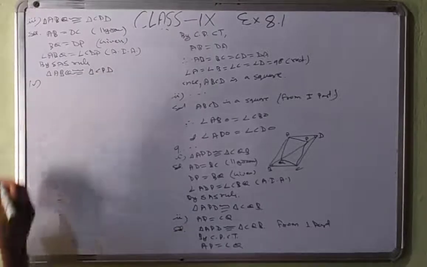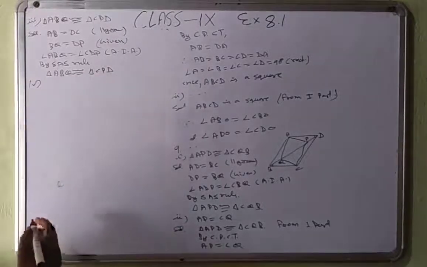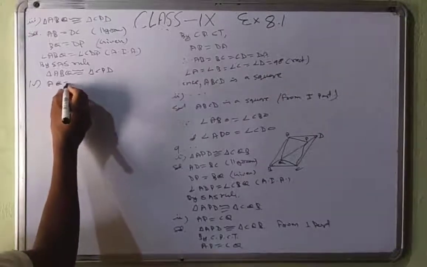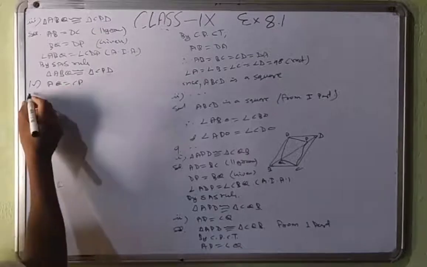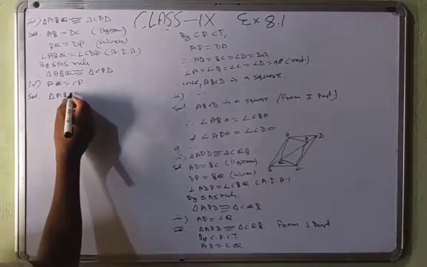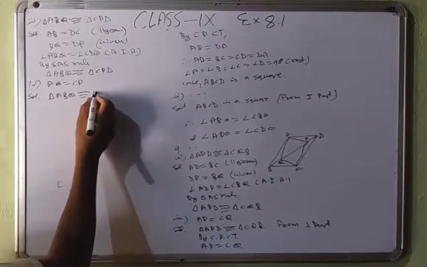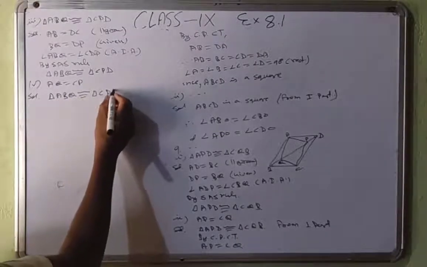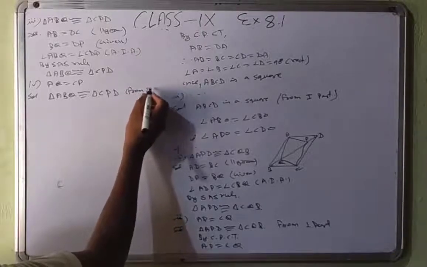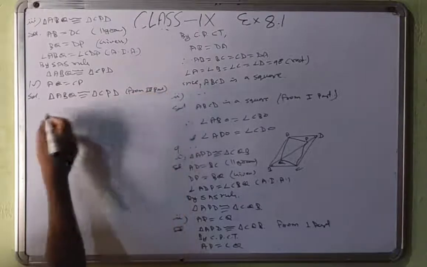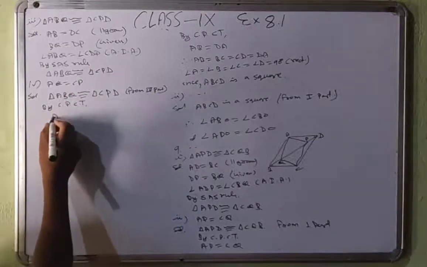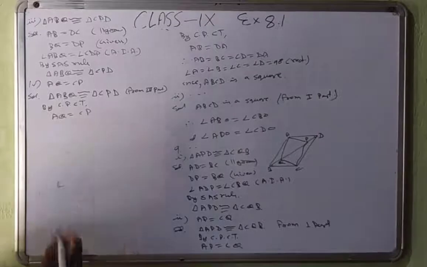The fourth part we will do now: AQ is equal to CP. Solution: triangle ABQ is congruent to triangle CPD from the third part, so by CPCT, AQ is equal to CP.